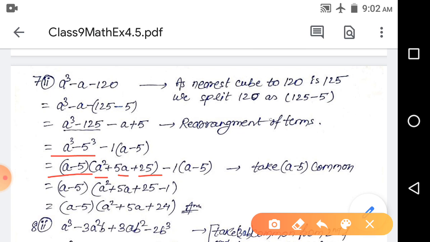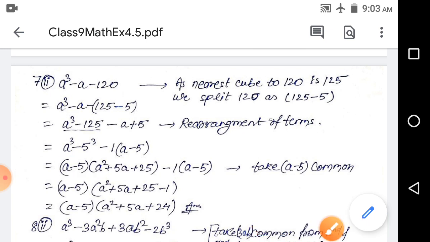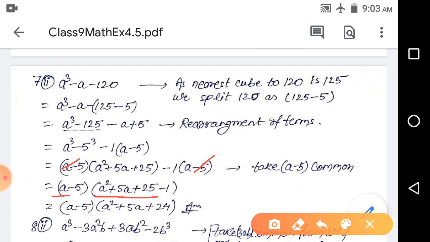And here it is minus 1 as a common and a minus 5. So in this line, you can see a minus 5 and a minus 5 can be taken out common, and what is left here? A square plus 5a plus 25 minus 1, because here it is minus 1. So this 25 minus 1 is 24, so this is the answer. This is the answer for this question.